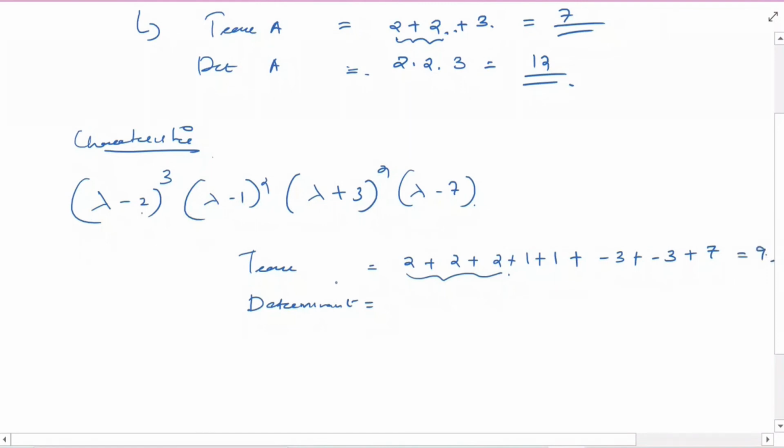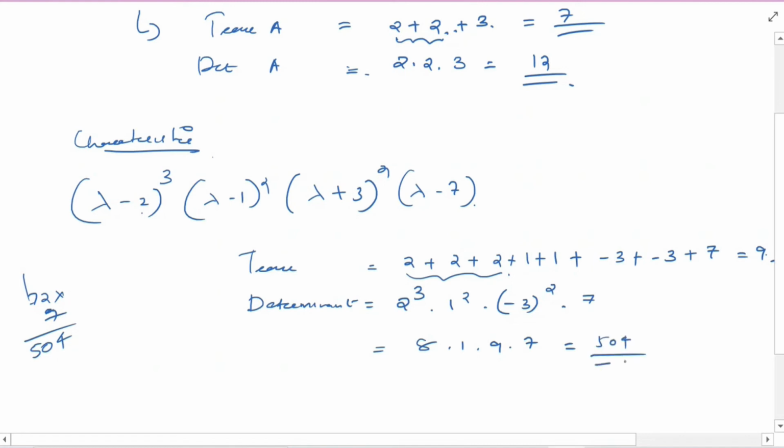And the determinant will be 2 cube into 1 square into minus 3 square into 7. That will be the determinant. So it will be 8 into 1 into 9 into 7, that is equal to 504. So that is the determinant of the matrix.